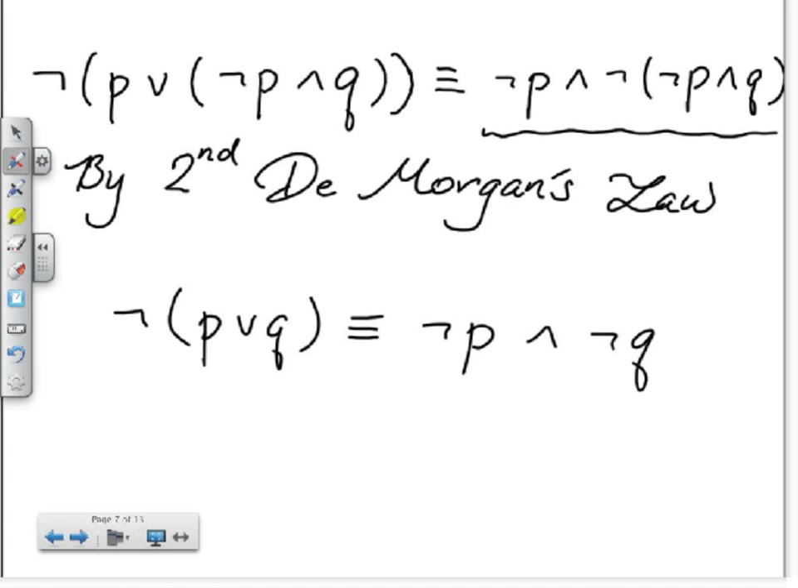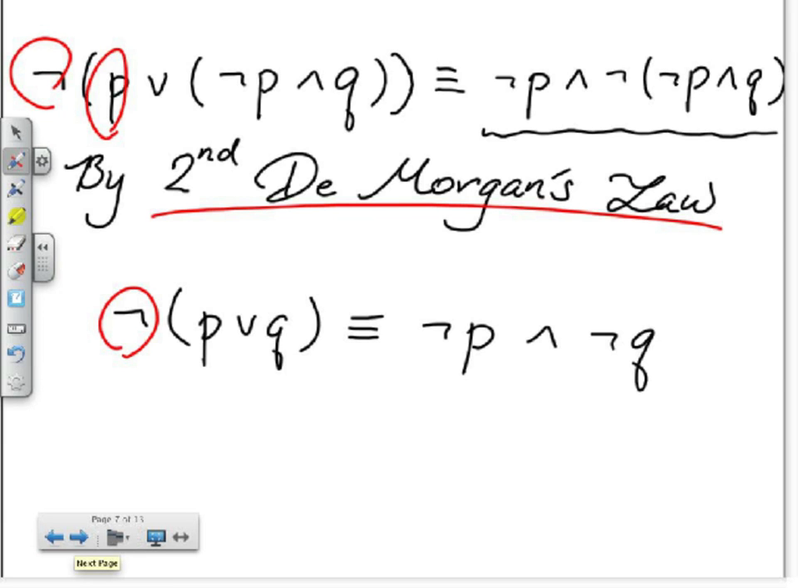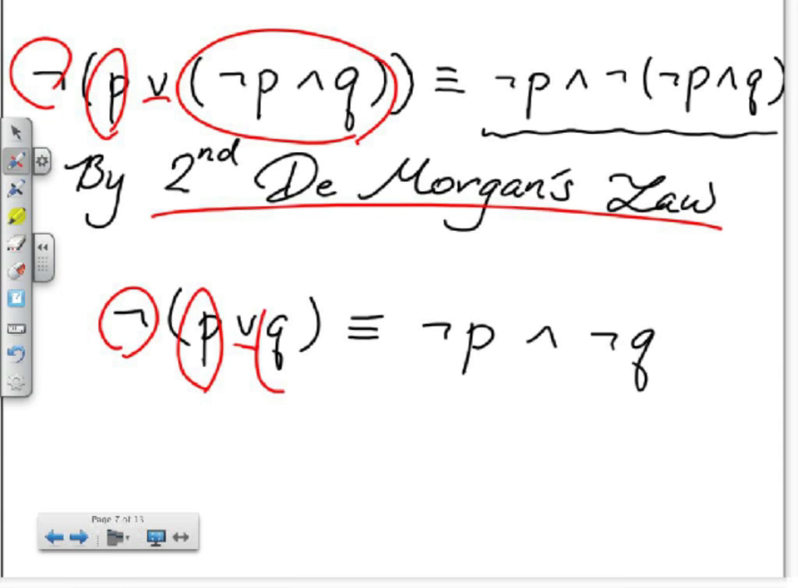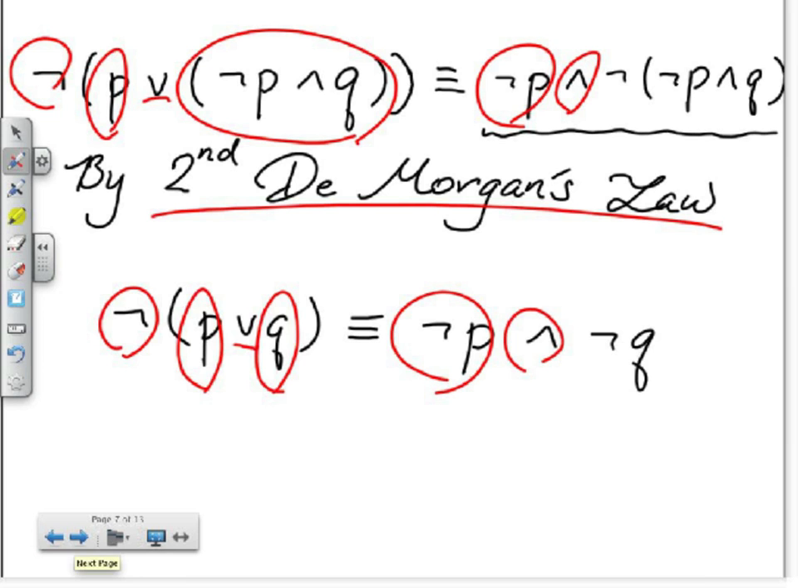First, remember what Robbie just told you? Second, De Morgan's law, which states not (P or Q) is equivalent to not P and not Q. So let's apply it to our situation. First, this one is a not that we're looking at, and then P or Q. So easily we can tell how it corresponds to the second De Morgan's law. So now we get not P and not Q.